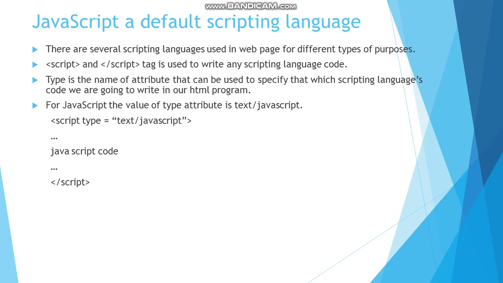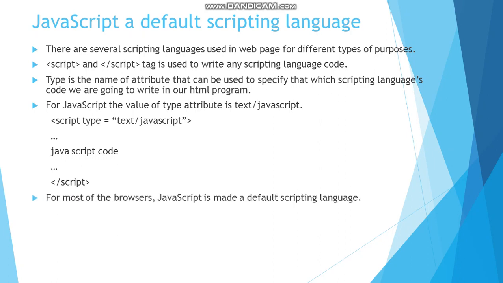So the statement can be written like this: script, and inside script we have used the type attribute. So type is equal to, inside double inverted commas, text/javascript. This way we can specify that we are going to use JavaScript code inside the script and /script tags.